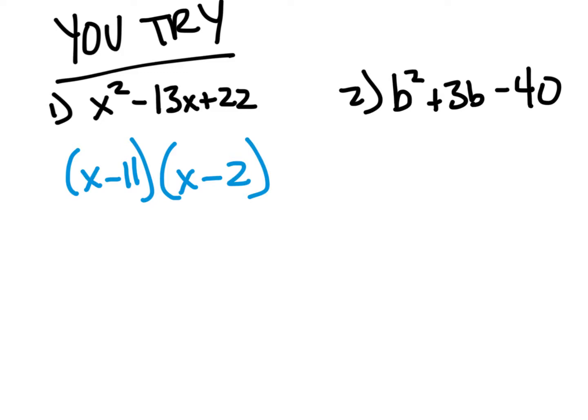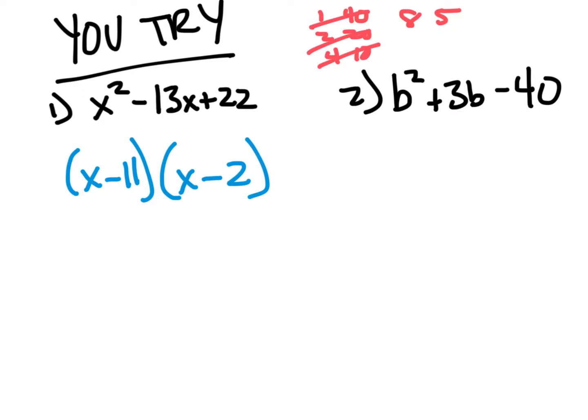With factors of 40, we have 1 and 40. We know we can't get 3 out of that. 2 and 20, no. 4 and 10, can't make that into a 3. 8 and 5. Well, I know that 8 minus 5 equals 3.